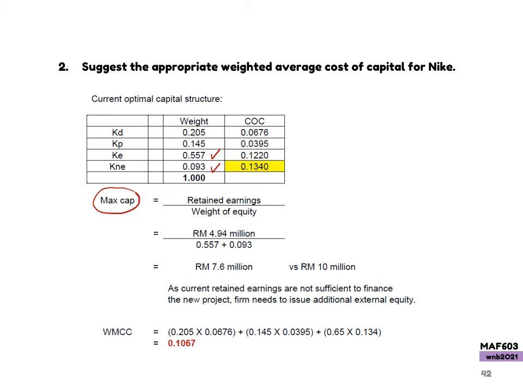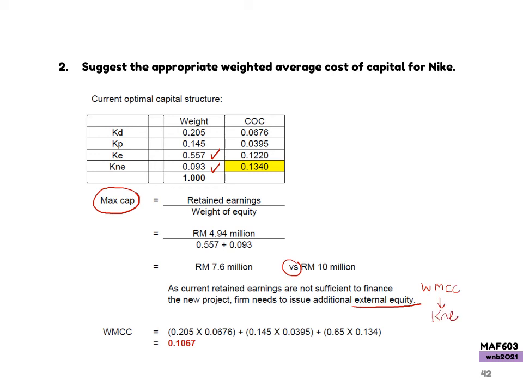Dan I akan dapat maximum capital expenditure sebanyak 7.6 million compare with the cost of new project of 10 million. So, cost of new project is bigger than the maximum capex. Firm tak cukup dia punya retained earnings nak finance the new project. They need to issue additional external equity. So, bila nampak je kat sini keperluan untuk tambah external equity, kita tahulah kita nak kena cari WMCC dan kita akan pakai KNE.